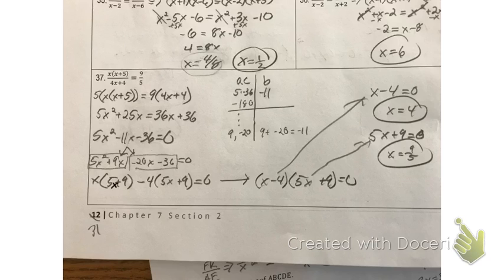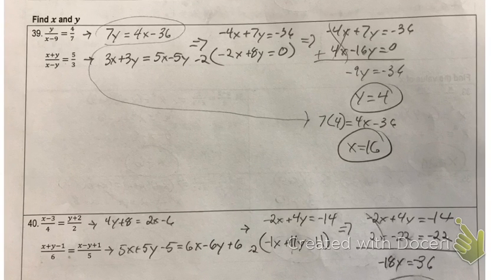Lydia. Number 39. All right, number 39 is just basically giving you two equations. That's how 39 and 40 are. All right. So it just gives us two equations.